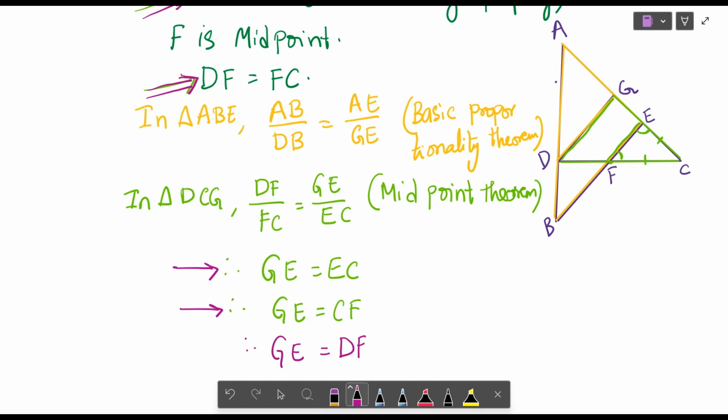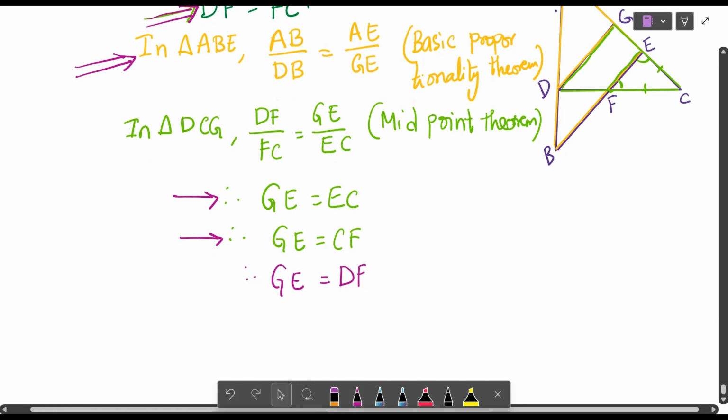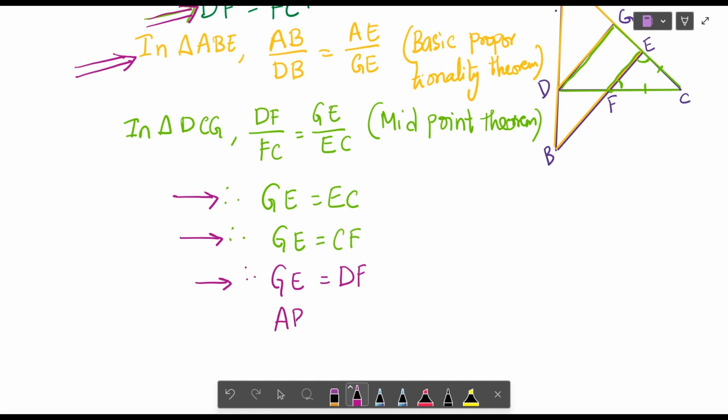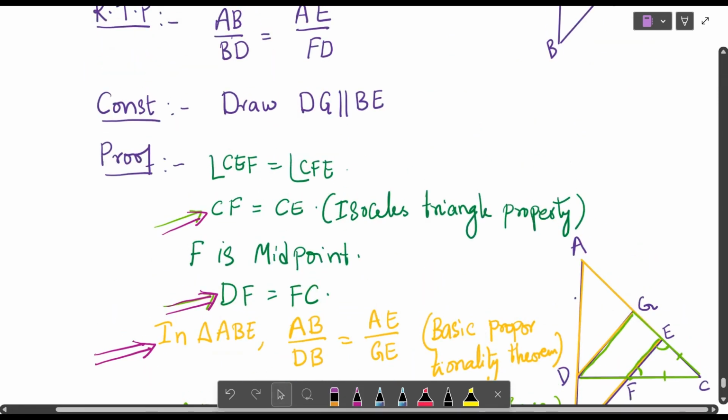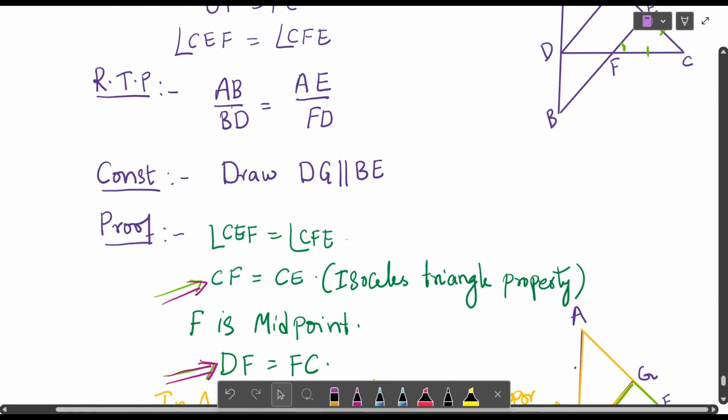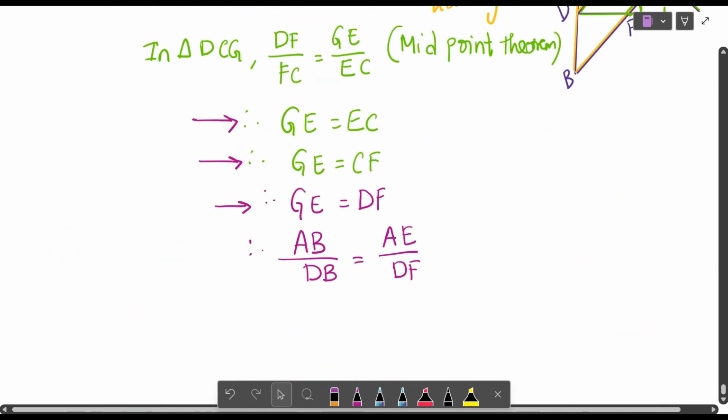Next. So take this part, students. In triangle ABE, what is the ratio we have written? AB by DB is equal to AE by GE. So instead of GE, can we place DF or not? Yes, we can. So we can write, therefore, AB by DB will be equal to AE by DF. Understood? This is what we have to prove, isn't it? AB by BD is equal to AE by FD. Okay. So hence proved. Did you understand, students?